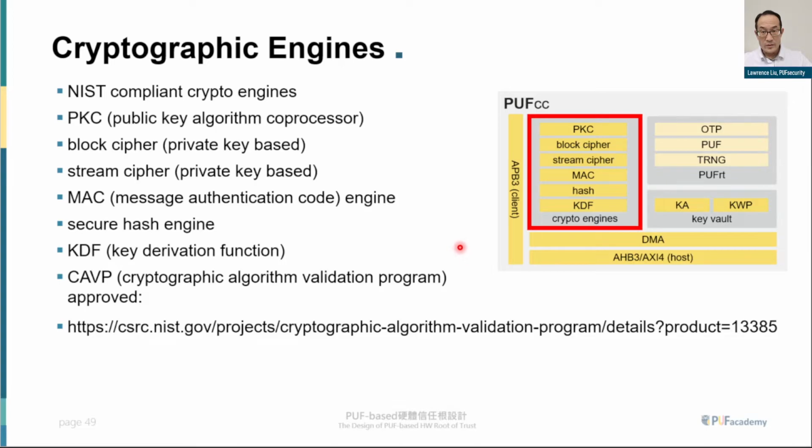So now we come to the cryptographic engines themselves. A variety of ciphers, digital signatures, message authentication codes, hashes, and key derivation functions are supported by these cryptographic engines, such as a public key coprocessor, the block ciphers, stream ciphers, message authentication codes, hash, and key derivation functions. So the following slides will go through each of these blocks one by one.